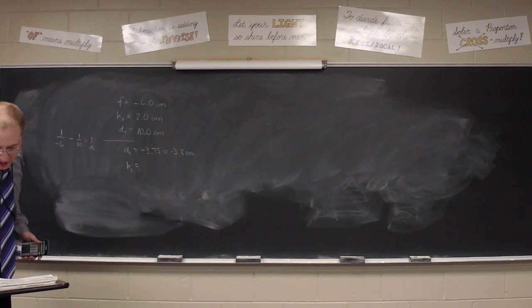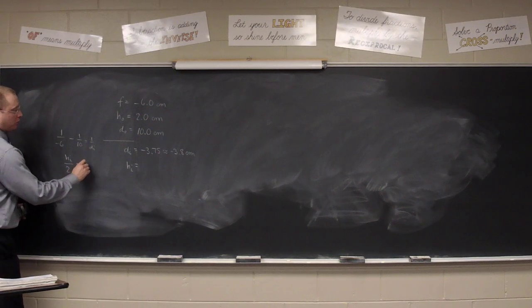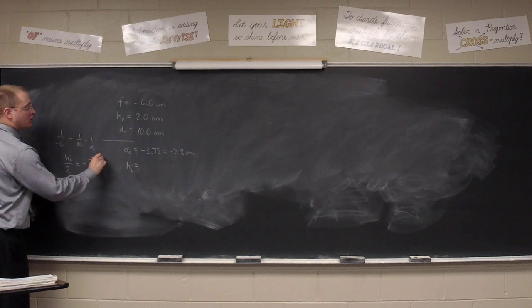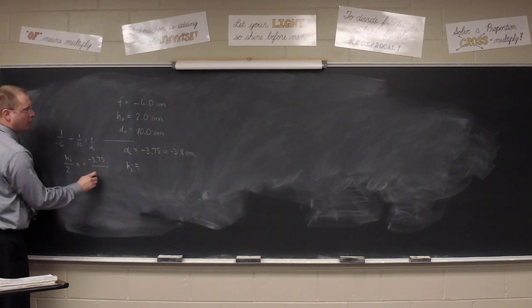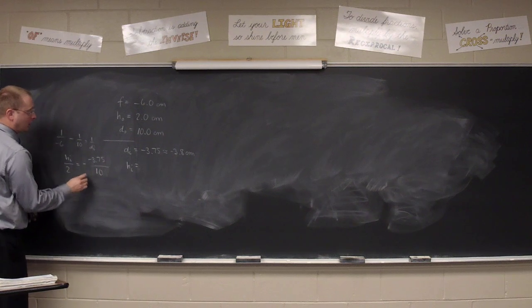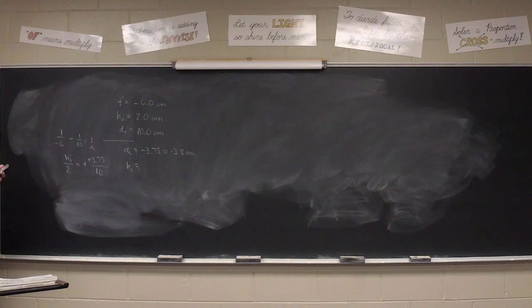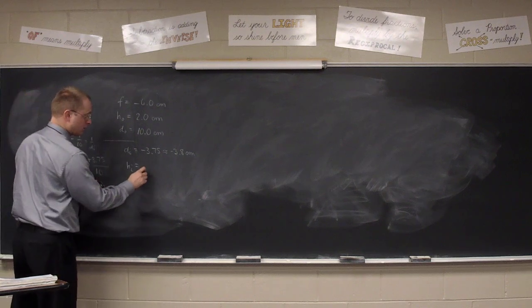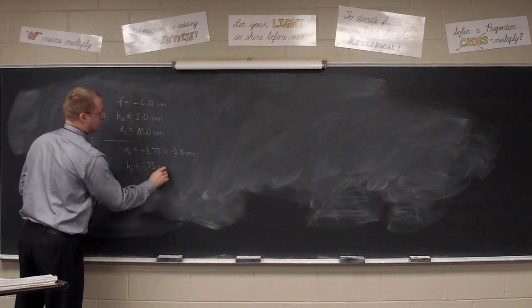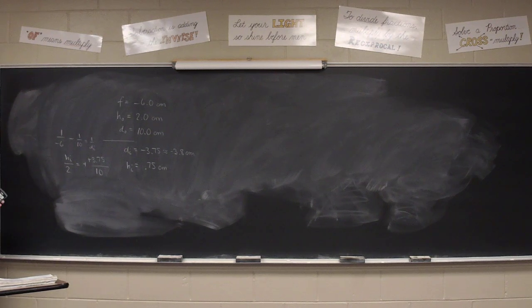And then for the height of the image, I say h sub i over h sub o equals negative d sub i. I'm not going to use the rounded value. Don't use the -3.8. Use the -3.75 over the d sub o. I'll allow the 2 negatives, class, to cancel. So it's really just going to be the 3.75 times 2 and then divide the 10 out. And what do we get for the image's height? 0.75 centimeters. So the object is 2 centimeters tall. The image is just 3/4 of a centimeter tall.